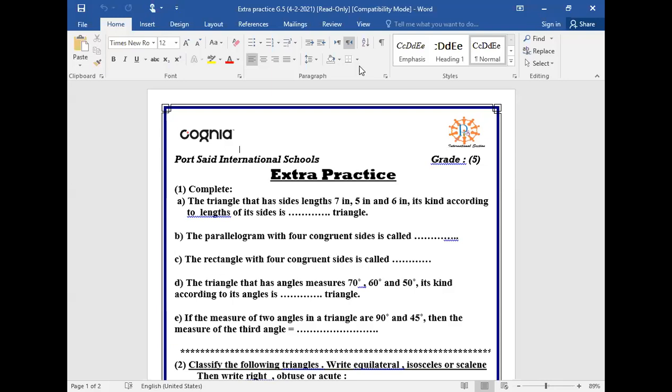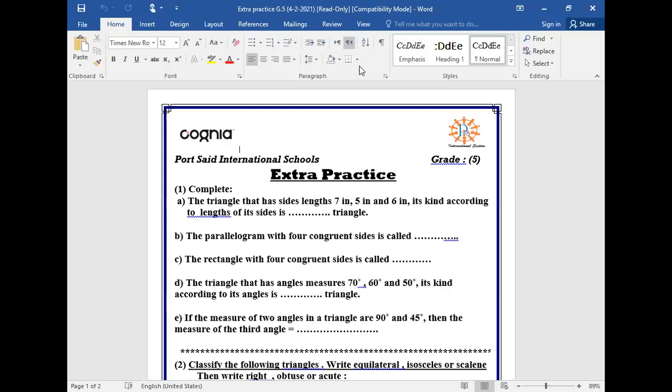And we said this is the family of the parallelogram. For that, we can say the rectangle is a parallelogram but with four right angles. The rhombus is a parallelogram but with four congruent or equal sides. And the square is a rectangle but with four equal sides. And also the square is a rhombus but with four right angles.